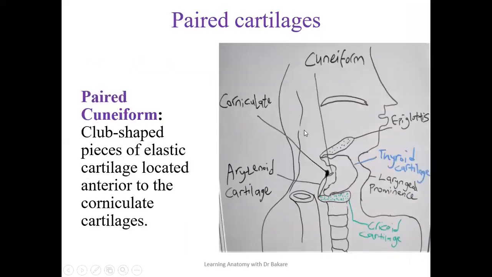Then the next one is the cuneiform. The cuneiform is club-shaped. It is an elastic type of cartilage. They are seen or located in the anterior part of the corniculates. You can see them here at the anterior part of the corniculates.